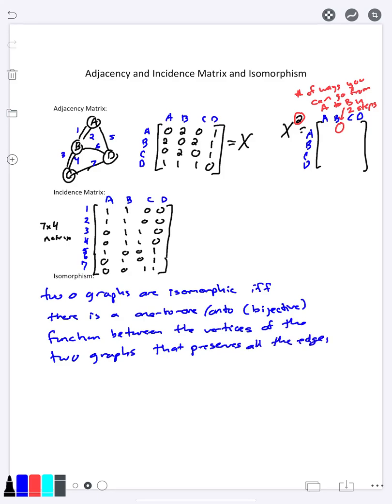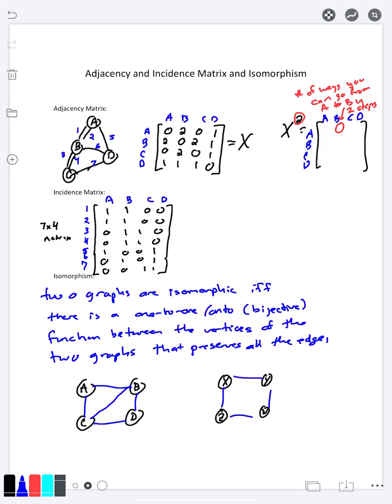Now let me give you a quick example here. What if I had a graph that had the 4 vertices A, B, C, D and connections this way, and maybe I'll add one more connection across B and C there. And then what if I had a graph where I called them X, Y, Z, W, and I connected them all around the outside and connect Y and Z there.